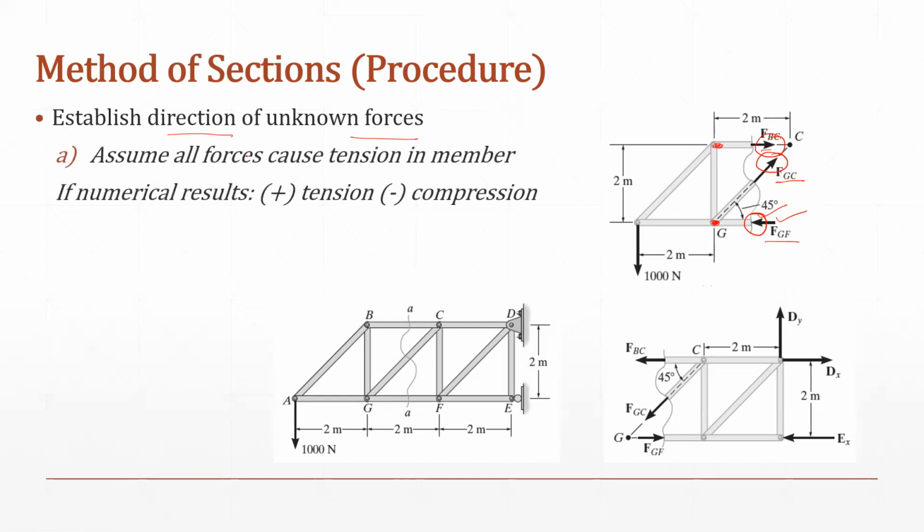There are two ways to assume the direction. The first way is that whenever we cut the section, we assume that all three members will be in tension. Now, when our numerical result is positive, then the member which we assumed to be in tension is correctly in tension. But if we get a negative result, it means our assumption is wrong. This is one way, that we assume all the members to be in tension.